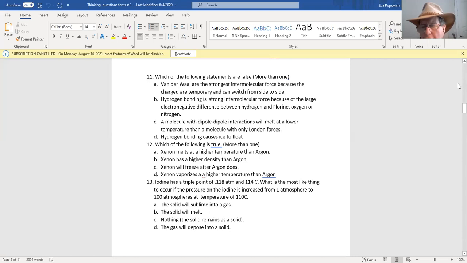If xenon has stronger intermolecular forces, it's going to have a higher density. Now, if xenon has stronger intermolecular forces, they already want to be together, so it's going to take less energy. If it takes less energy, the freezing temperature is going to be higher than argon's. So that's the one that is false. D is also true.